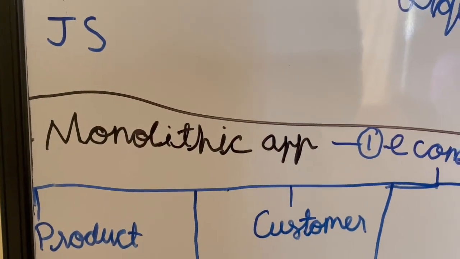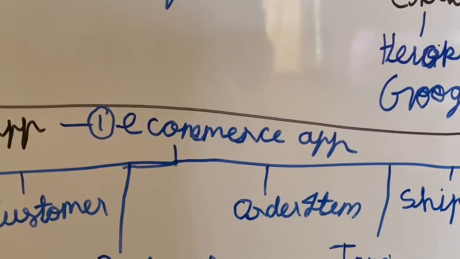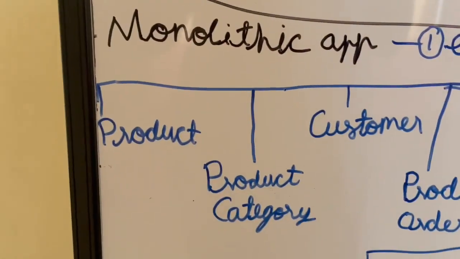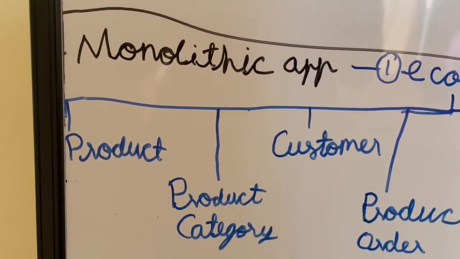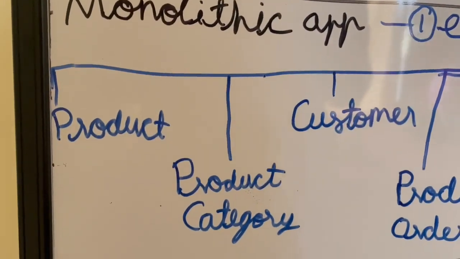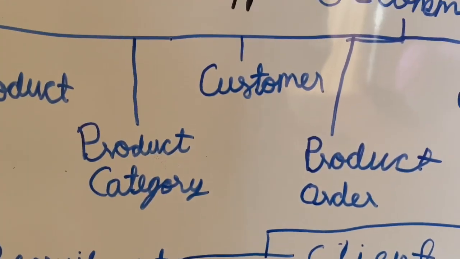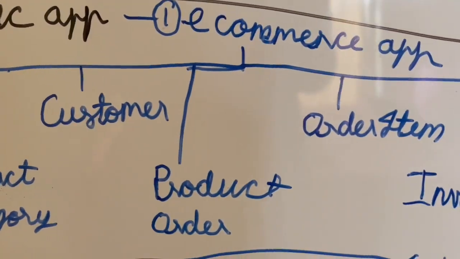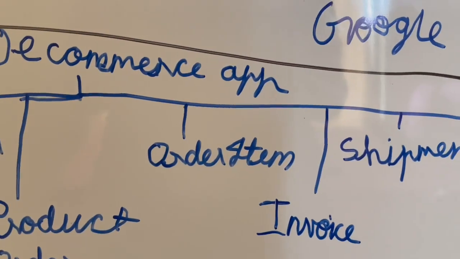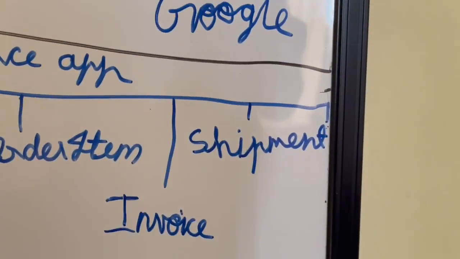So this is the Monolithic e-commerce app, which is my app. As you can see, these are the models. First we have the product, then we have the product category. Then customer, product order, order item, invoice, and shipment.